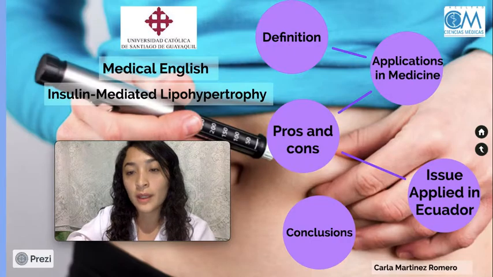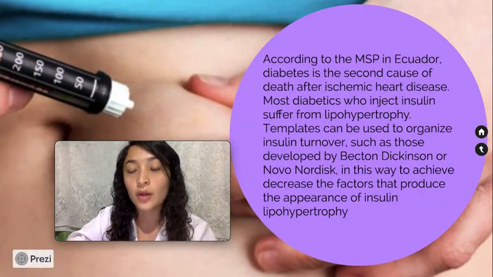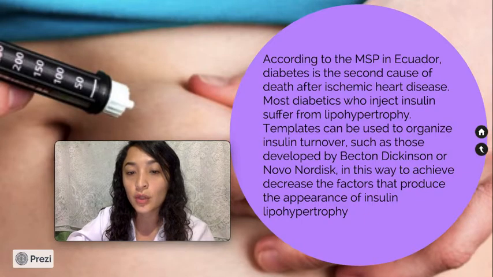Application in Ecuador. According to the MSP in Ecuador, diabetes is the second cause of death after ischemic heart disease. Most diabetics who inject insulin suffer from lipohypertrophy. Patients can use insulin injection devices, such as those developed by Becton Dickinson or Novo Nordisk. Hint: physical activity decreases the factors that produce the appearance of insulin lipohypertrophy.